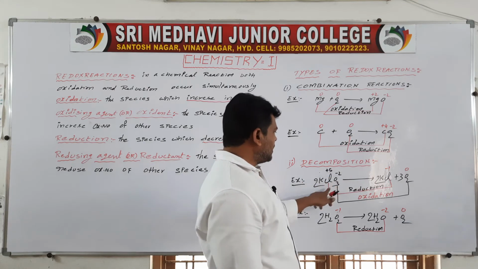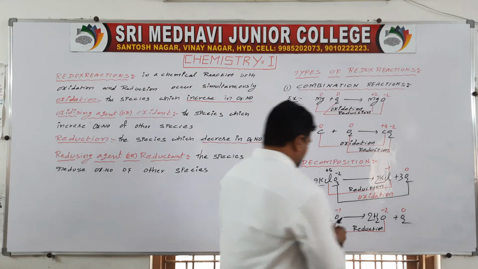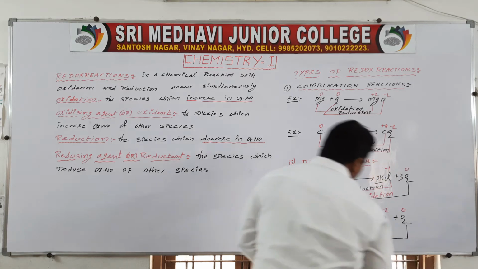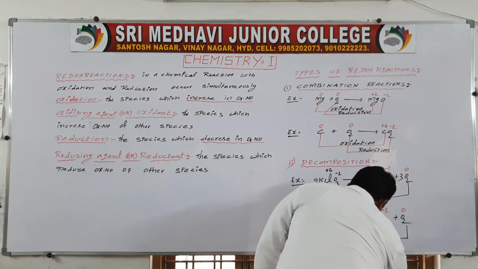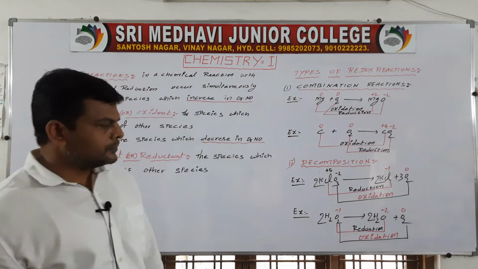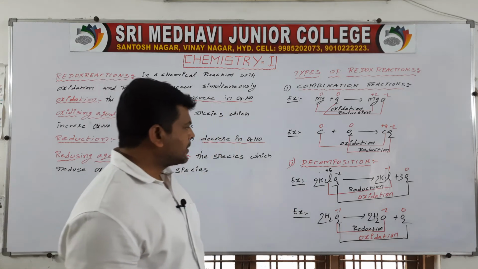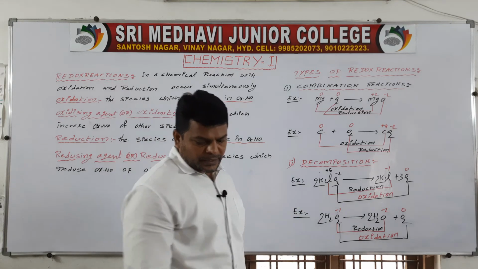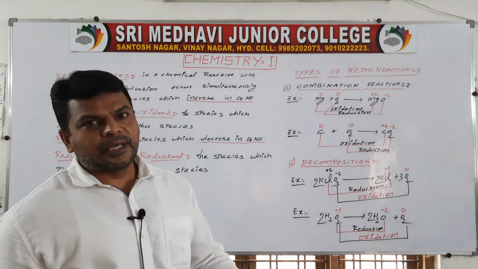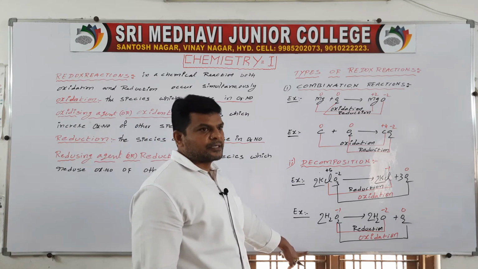Cl and Cl, oxygen, oxygen. Then we have to take oxygen to oxygen. So what happened? Oxidation. Okay, so this is the way decomposition reactions can be discussed. CaCO3, if you take CaCO3, that gives CaO plus CO2, that is also a decomposition reaction. So these are decomposition reactions.